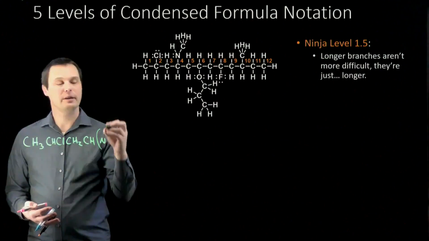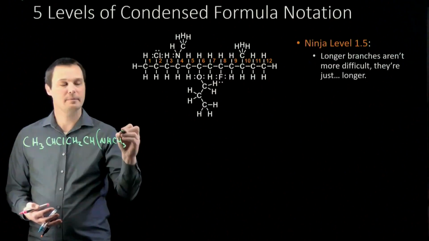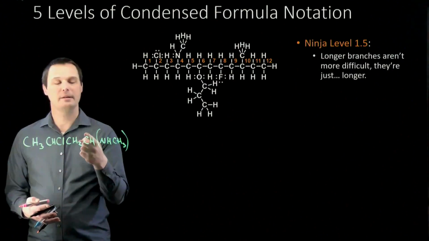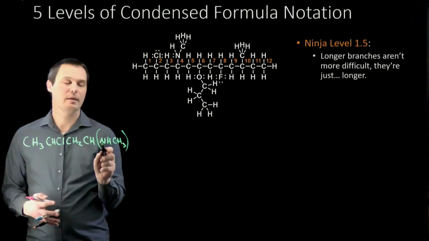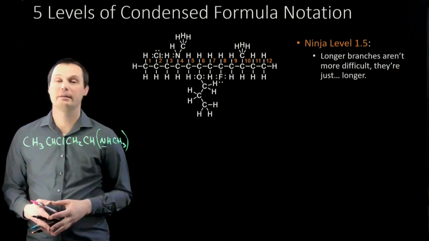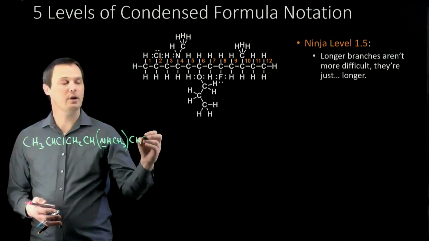Start with the nitrogen. The nitrogen has its own hydrogen attached, followed by a CH3 group. This is the polyatomic substituent attached to this carbon. Everything in this parenthesis is bonded to the preceding carbon. And the first atom in that parenthesis tells us which atom is specifically bonded to that preceding carbon. Next is another CH2 group, followed by the next carbon with a long substituent.